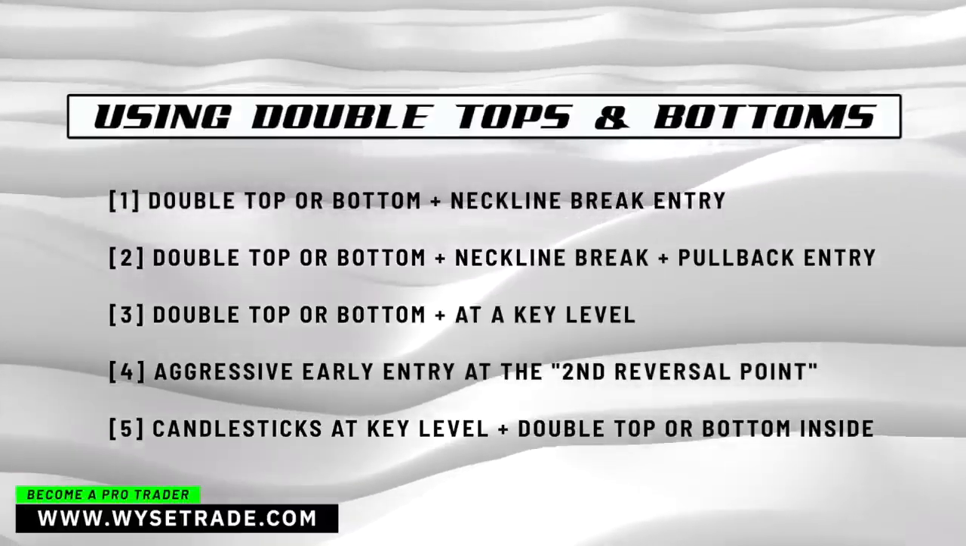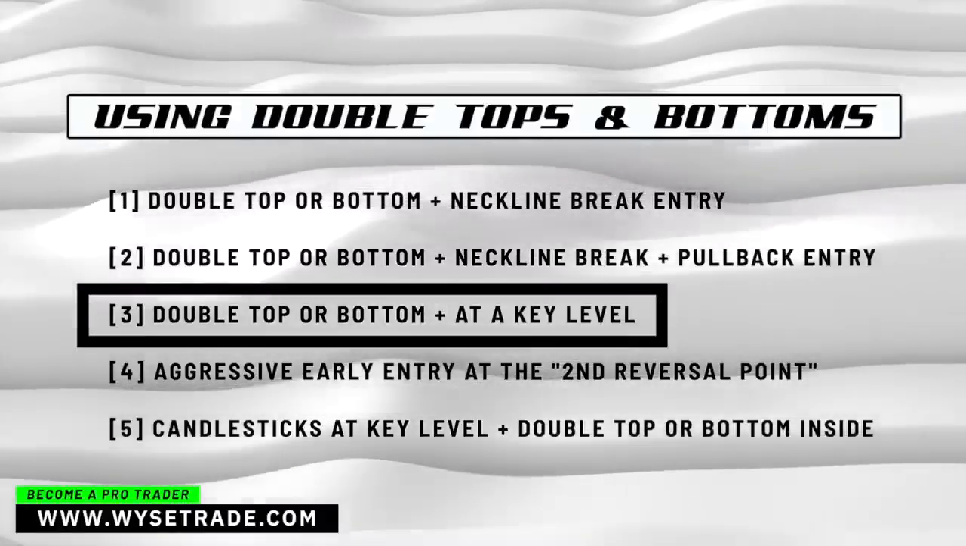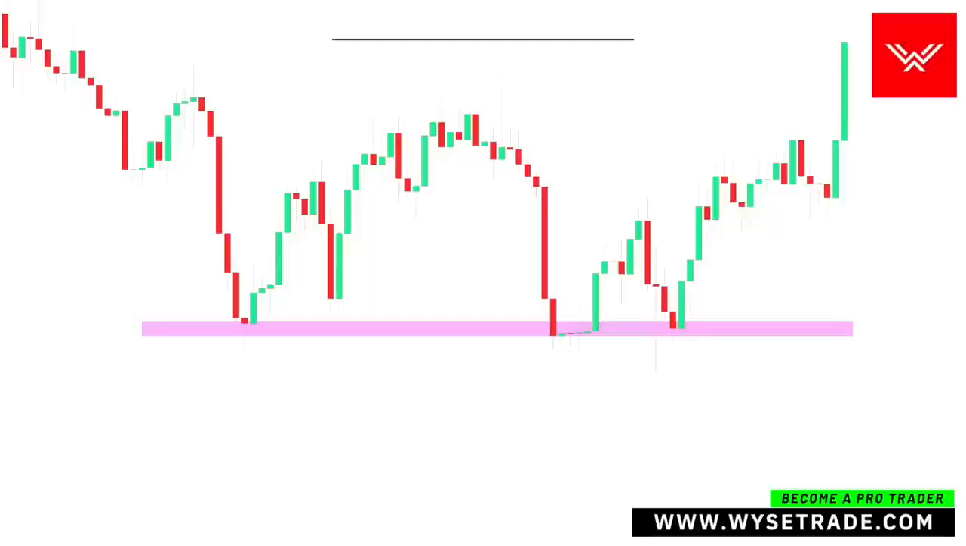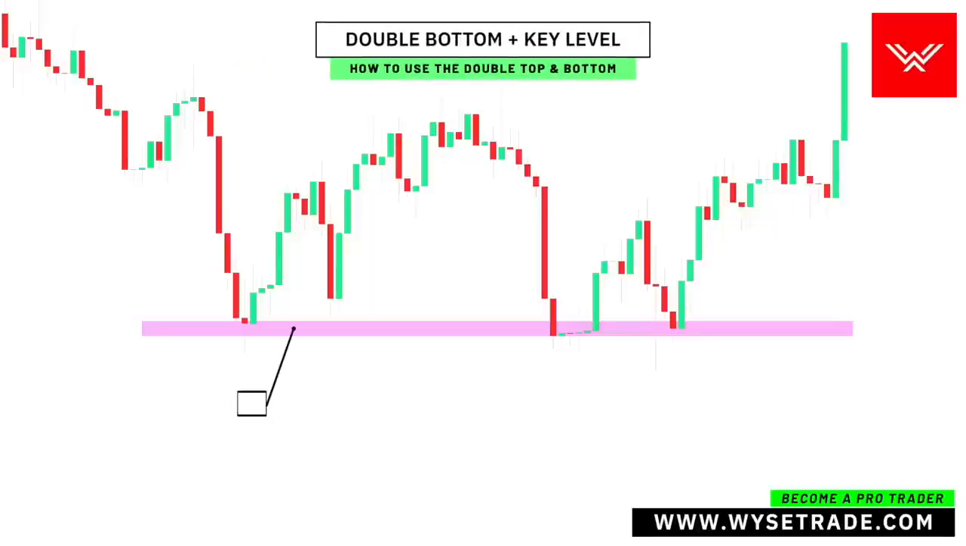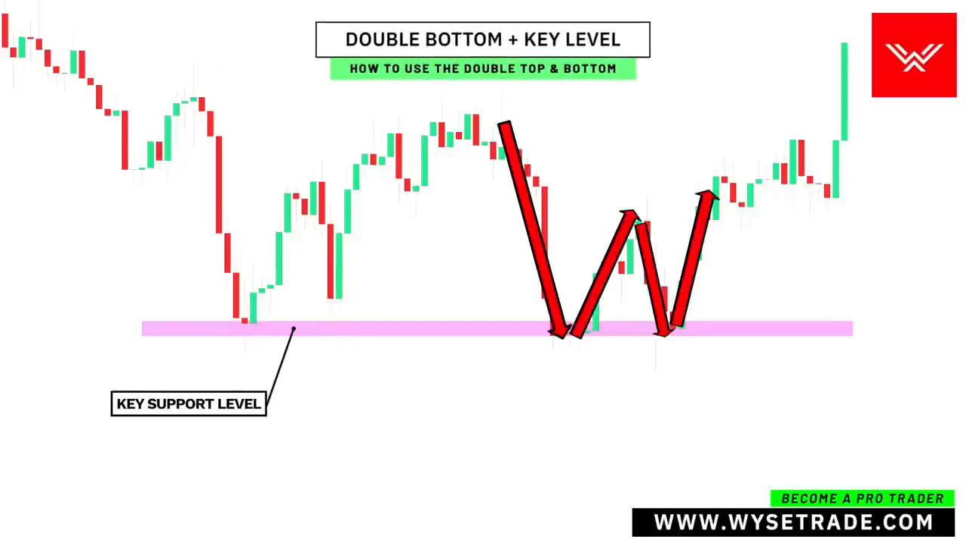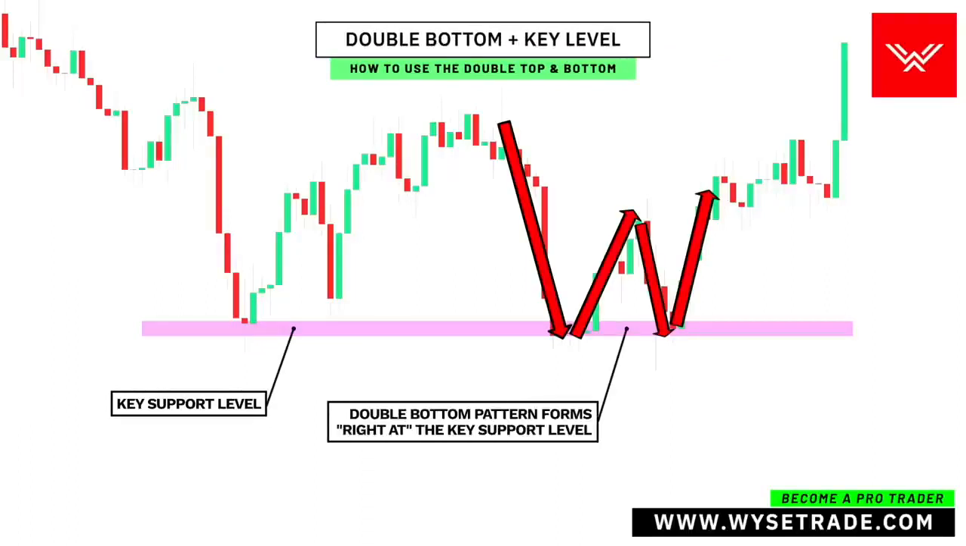So the third way to use double tops and bottoms is to combine them with key levels. So you first identify your key support level through these reversal points. As price comes back down, it creates a double bottom pattern right at the support level.